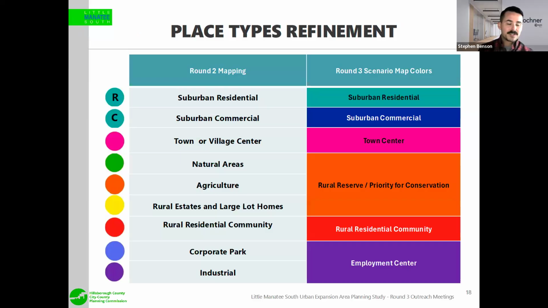This slide, for those of you that participated in round two, speaks to how the place types that were mapped in round two really were equated and converted over to the scenario map colors that you're going to see here in the next couple of slides. Again, we did consolidate the natural areas, agriculture, and rural estate large lot into that rural reserve priority for conservation place type, and then we consolidated the corporate park and industrial place types into the employment center place type. But everything else here that you're seeing is going to be the same as what you saw in round two.